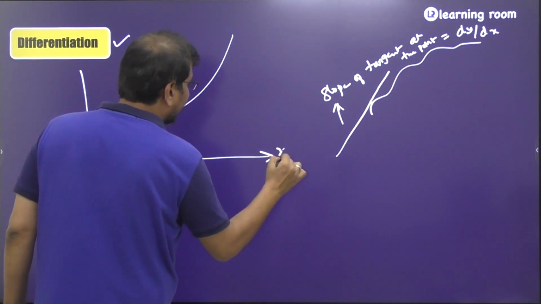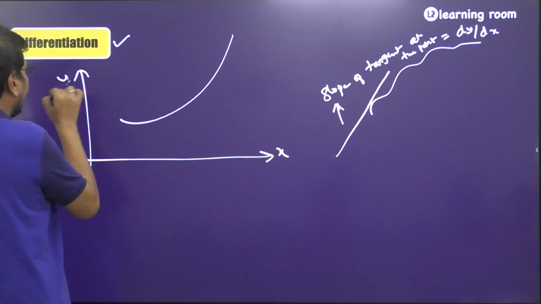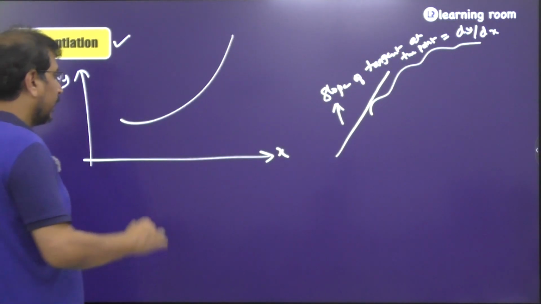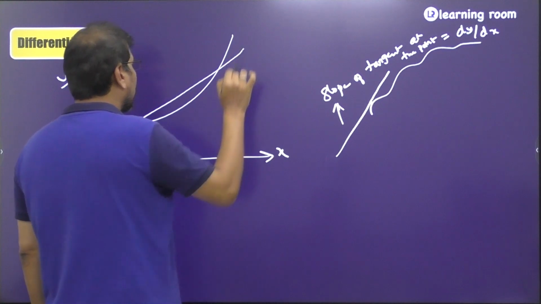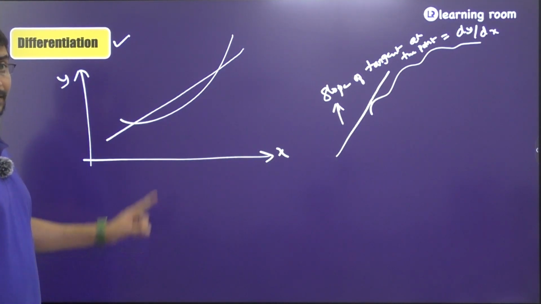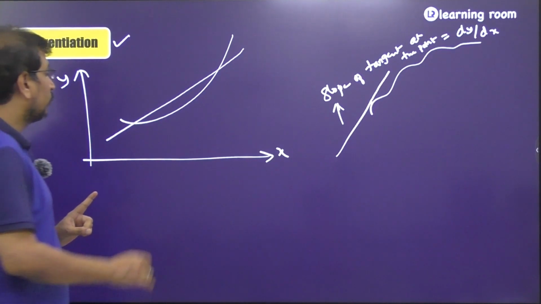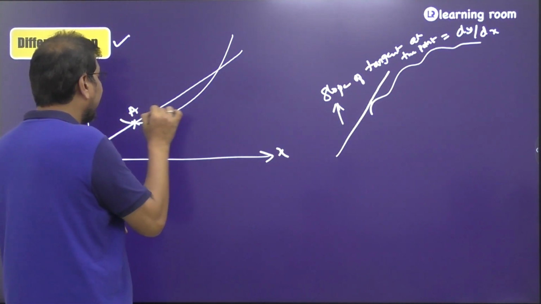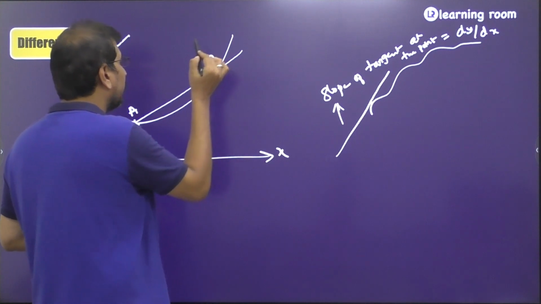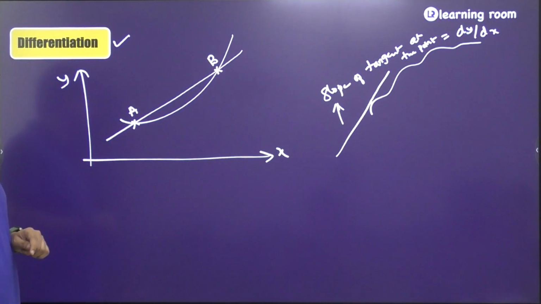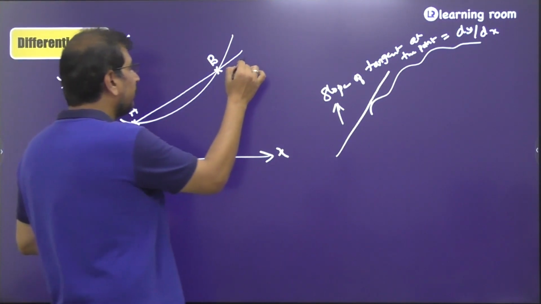Suppose I have a shape like this, which is x and y. If I draw a line like this, it is a line, it is not a chord. It's not a line segment. So if I draw a line like this, if I take this point to be A and this point to be B, then what is the name given to this line?